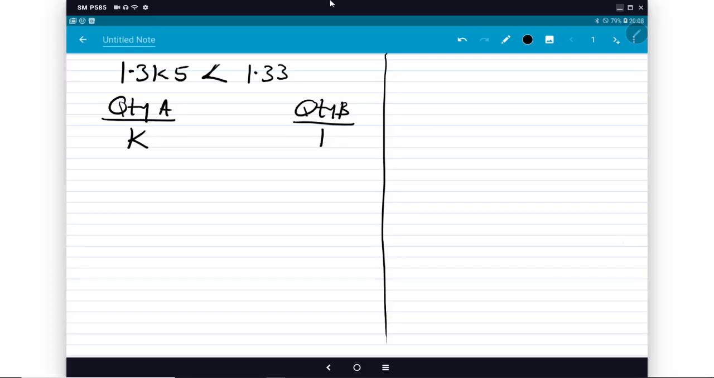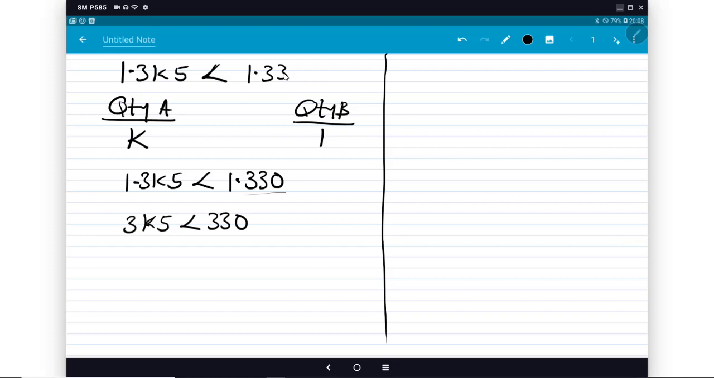Okay. So now, here 1.3K5 is less than 1.33. So A, K, and B, 1. Now, what do we need to do here? Well, all we need to try to do, like we did in the first example, is to write these two decimal numbers with the same number of digits after the decimal point. So if I have 1.3K5, that's three numbers after the decimal point, then I will write this as 1.330, so that I can have three numbers after the decimal point as well. Now, simply, I can write this as something like 3K5 is less than 330.